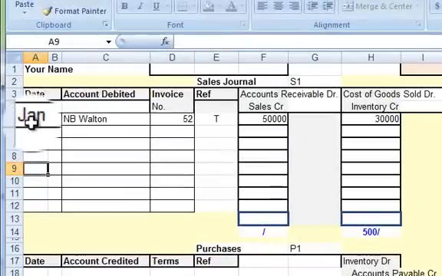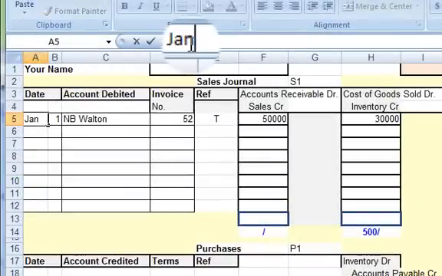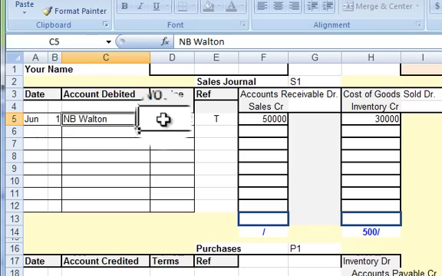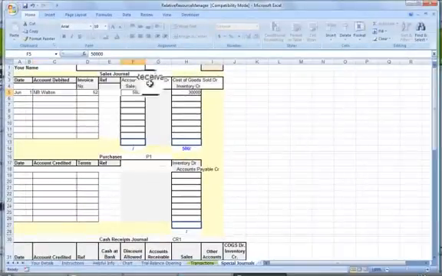And that's already done for you. That should be June 1. It's not completely done for you. June 1, NB Walton, invoice number 52, distinction. Important thing to understand.